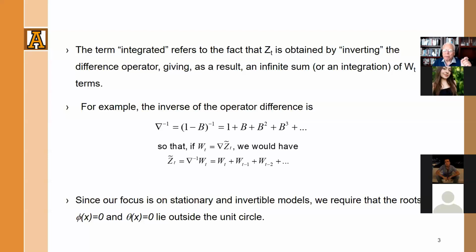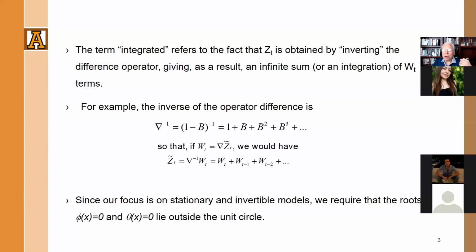That is, we want to make sure that the roots of the autoregressive polynomial lie outside the unit circle, and the roots of the moving average polynomial lie outside the unit circle, so that the models that we'll deal with will be invertible and will be stationary. Okay, that's the type of models.